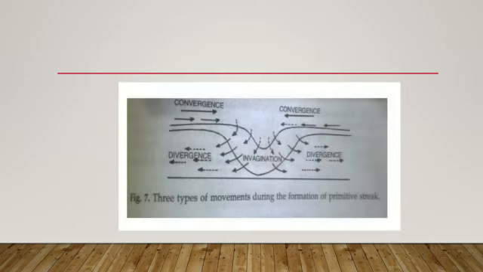There are convergence, invagination, and divergence. Arrows show that in convergence, cells enter the primitive streak and invaginate, and then they diverge from the primitive streak. These three types of movements occur during the formation of the primitive streak: convergence, invagination, and divergence.